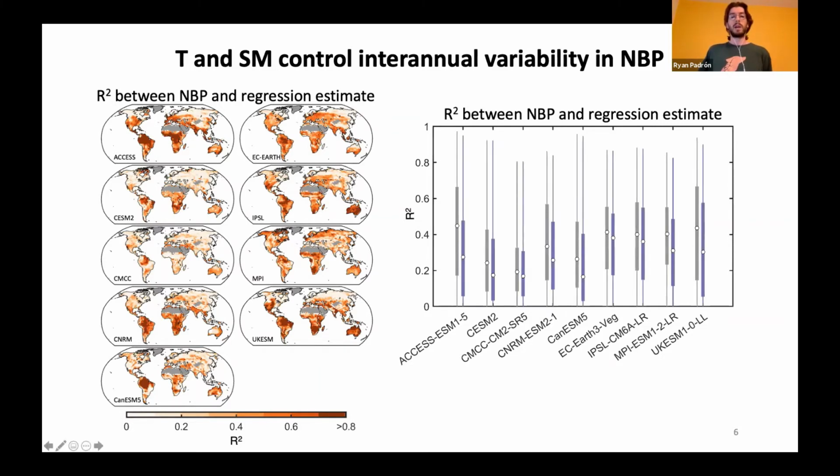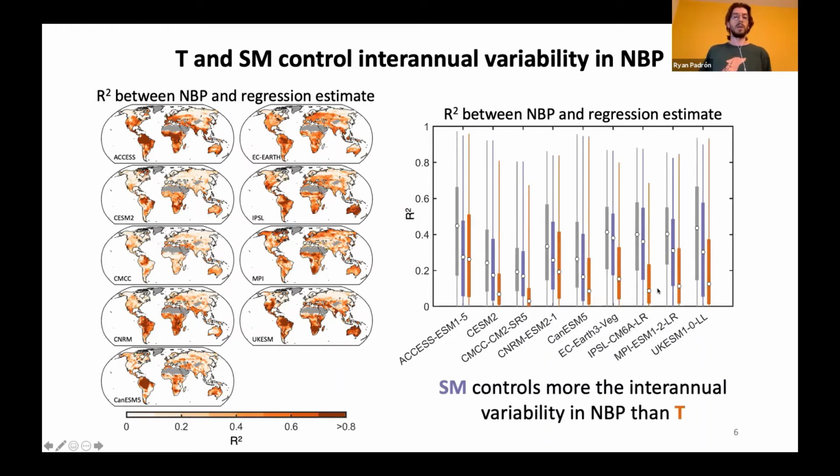Now, if we apply the same method, but only use soil moisture as the explanatory variable of the interannual variability, we obtain these R-square values shown in purple. And if we do the same with only temperature as an explanatory variable, we obtain the orange bars shown here. Now we see that the purple values of R-square are generally higher than those from temperature only, so we can conclude that soil moisture seems to control more the interannual variability in MVP than temperature does.